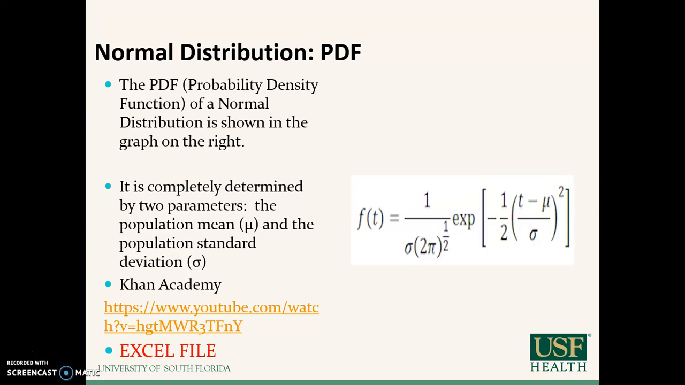And the normal distribution PDF, remember the PDF of a continuous random variable is a complete description of its random behavior. Okay, so the PDF of a normal distribution is shown in the graph on the right. So this is the mathematical formula for that function. And it is completely determined by two parameters: the population mean, mu, and the population standard deviation, sigma. So although it is a function, it's completely determined by two parameters.